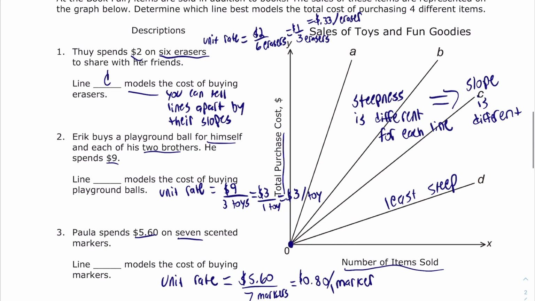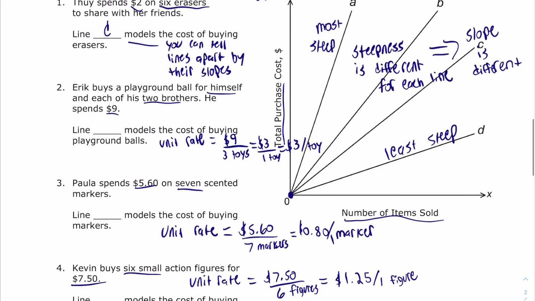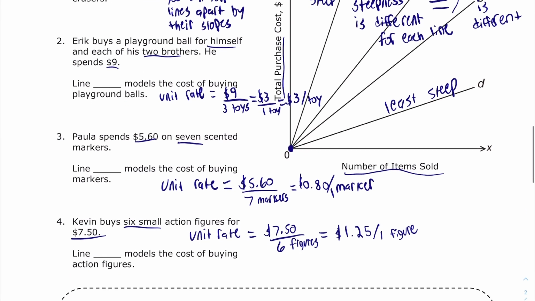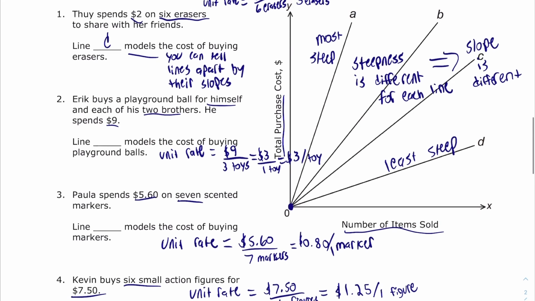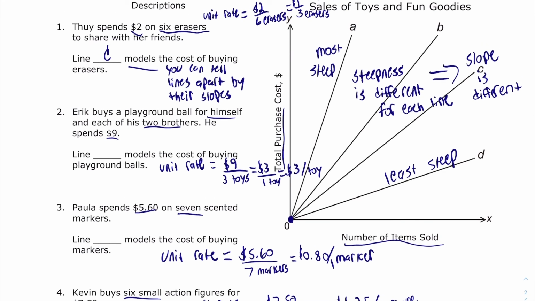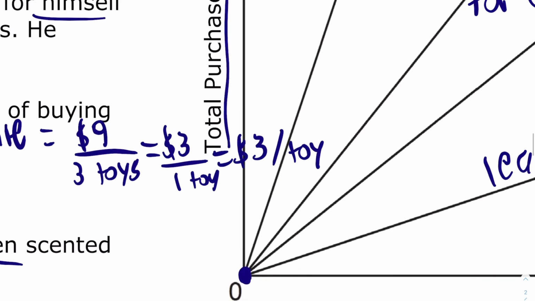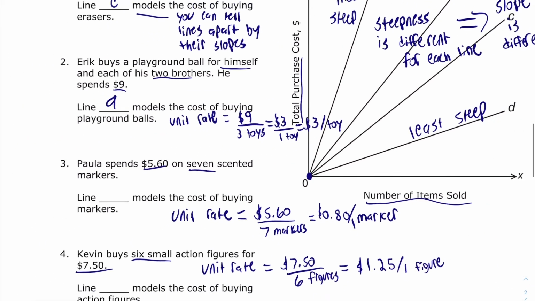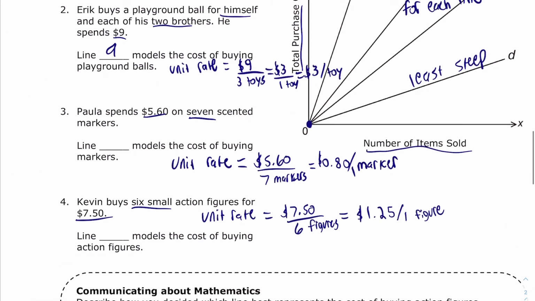Then to find out who's next, let's do the top one, this most steep line. It is going to need the highest slope. And the highest slope, I think it was number 2, and yes, it was number 2, it was Eric. The most steep line is going to go with question number 2 because when we did the unit rate, that was the largest final answer. It was $3.